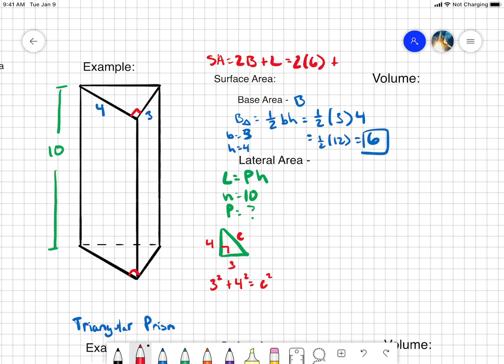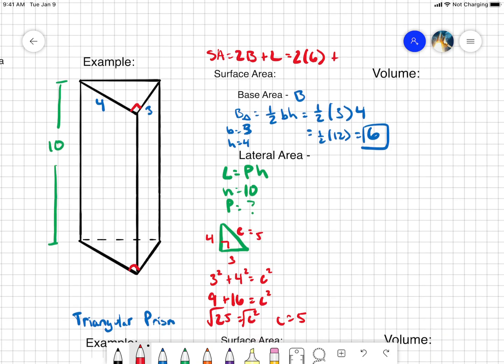Then I get 3 squared plus 4 squared. And hopefully by now you saw that this is actually a Pythagorean triple. But let's just go ahead and continue. 25 is equal to C squared. Take the square roots of both sides, and I get C is equal to 5. So since C is equal to 5, my perimeter then becomes 3 plus 4 plus 5, which is equal to 12.